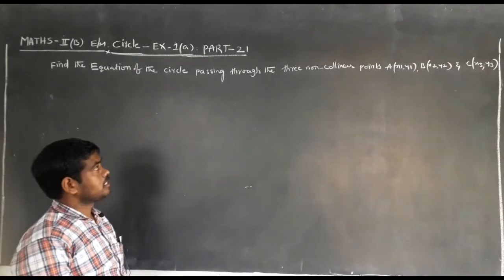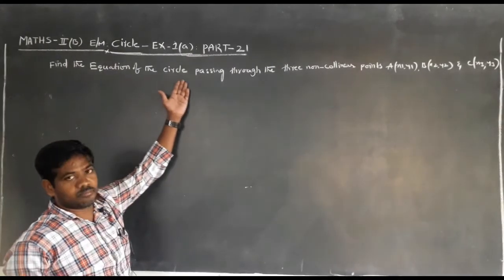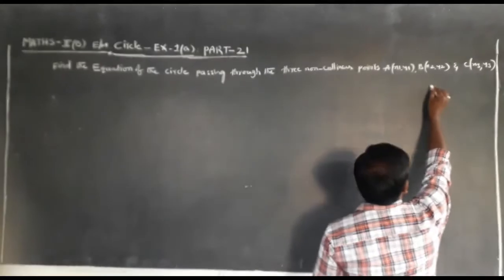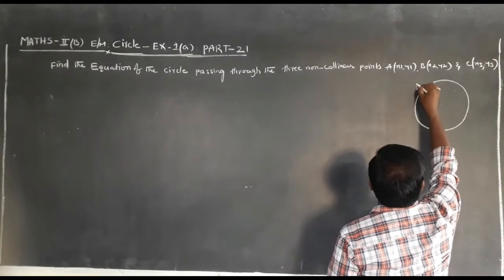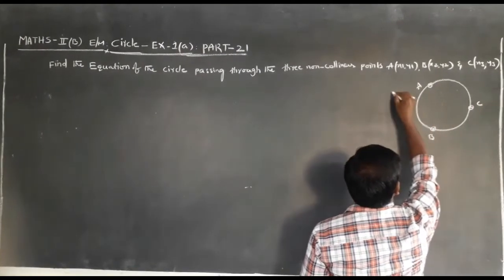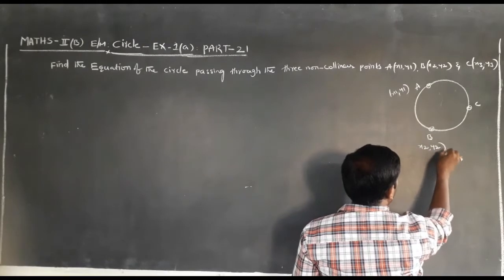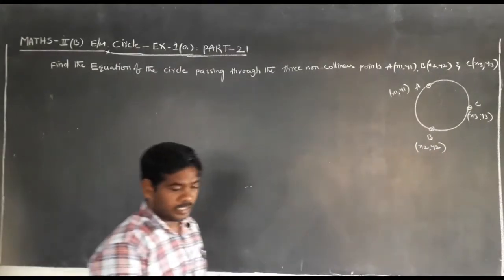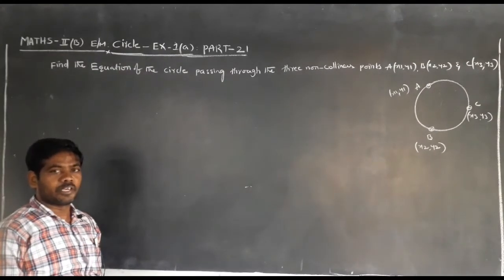Today we learn to find the equation of the circle passing through the three non-collinear points: A point (x1, y1), B point (x2, y2), and C point (x3, y3).